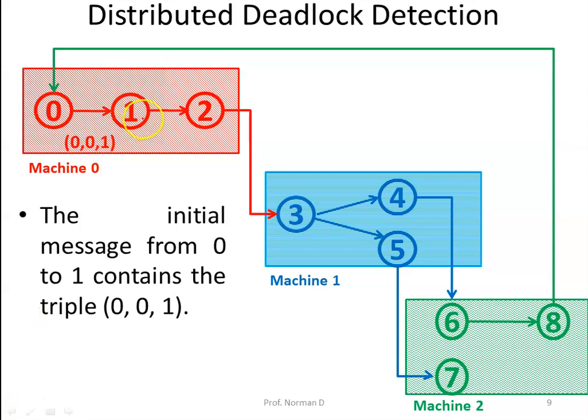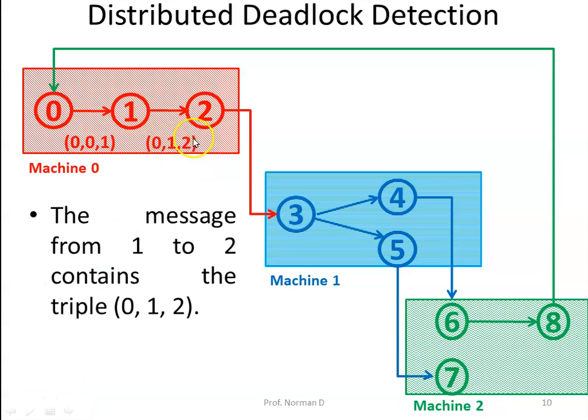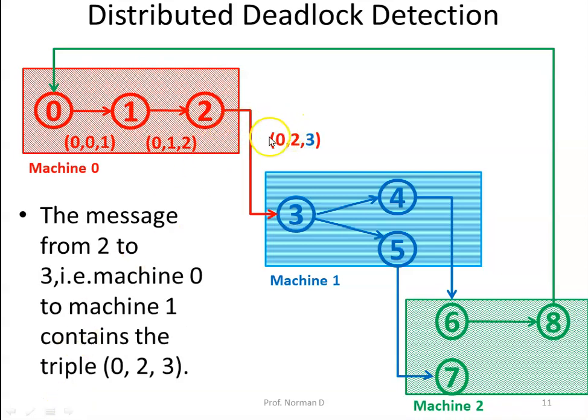Whereas in the case of the next one, from 1 to 2, we will have 0 as it is, 1 and 2. Right? So we have 0, 1 and 2. Now the message moves from machine 0 to machine 1. In this case also it will remain the same, so the initial blocking process will remain the same. The initial blocking process over here is 0. The process sending the message is 2, and the message is being sent to 3. So this will be the probe message from 2 to 3.